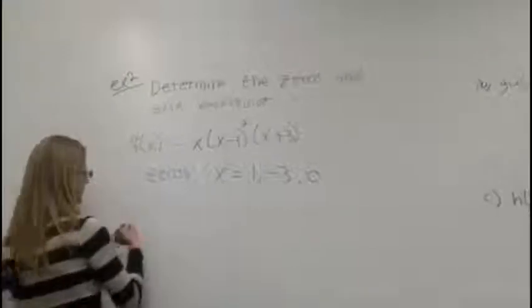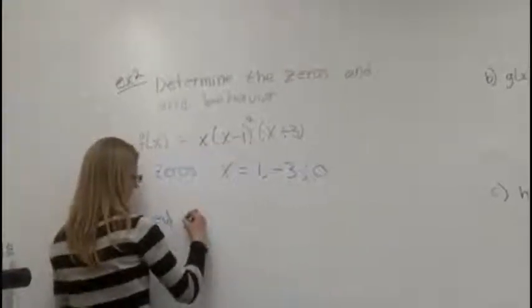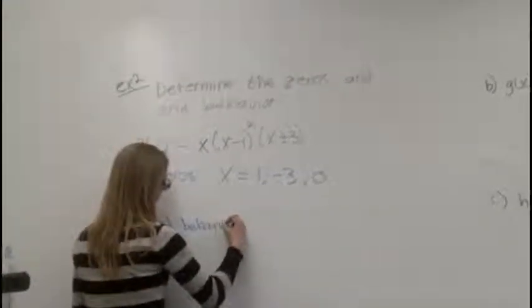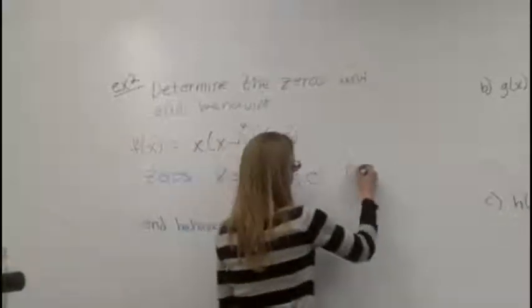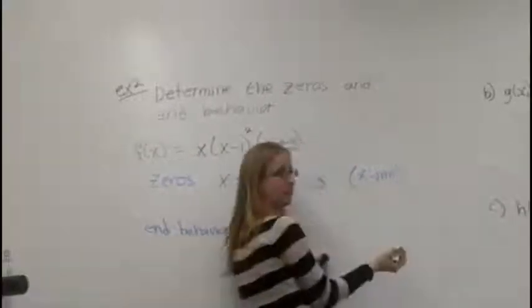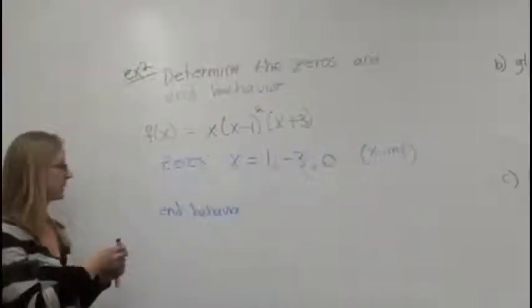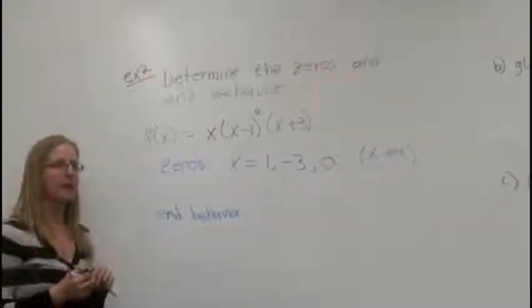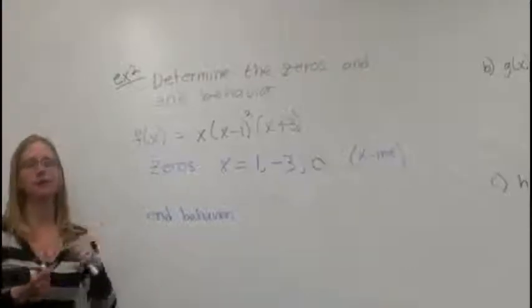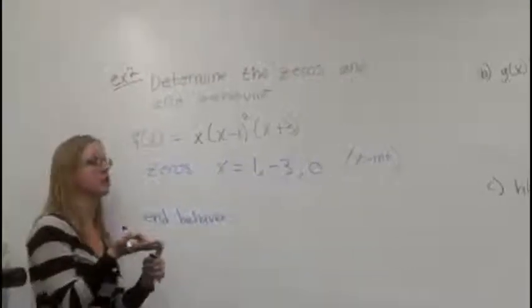Okay, the other thing it asked me for was the end behavior. Before I talk about that, remember those are the x-intercepts. So if you were to graph those, you would graph those as x-intercepts. We'll practice that today, I promise. End behavior. To find the end behavior, I need to figure out the degree and the leading coefficient, right?